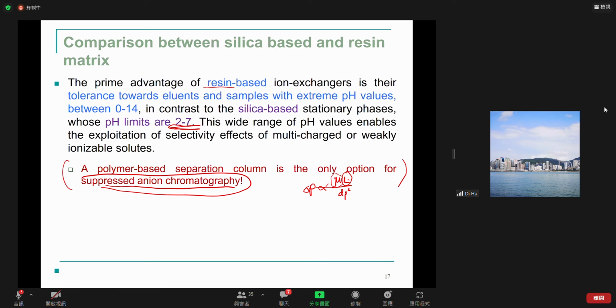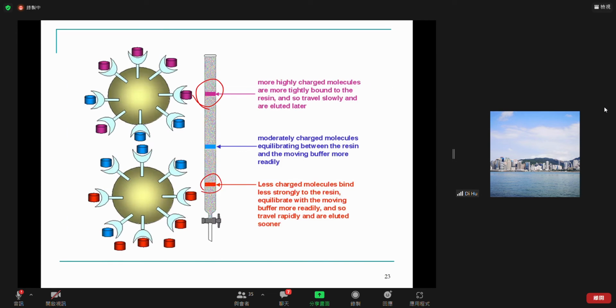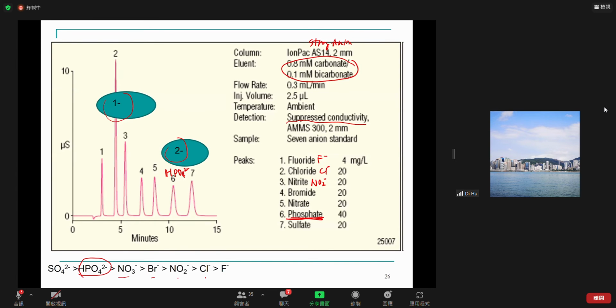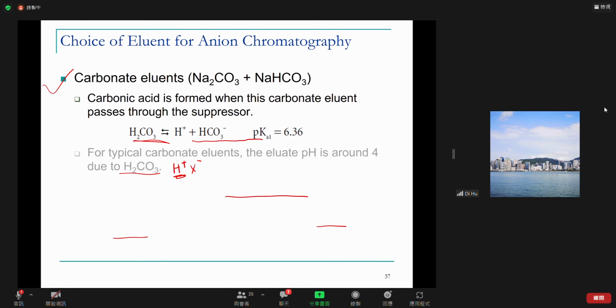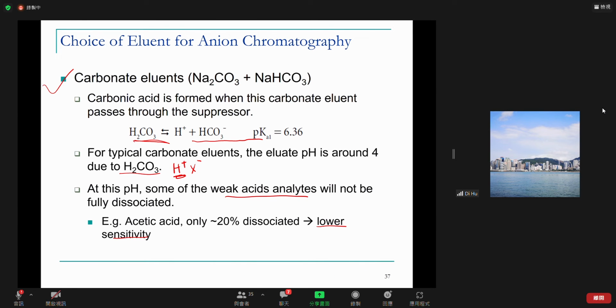So the pH is now far beyond the pH range that can be handled by silica-based stationary phase. That's why only a polymer-based matrix can work in this situation, and that's why the polymer-based separation column is the only option for suppressed ion chromatography. Now, do you understand why? Because the mobile phases used for typical suppressed ion chromatography are too basic.